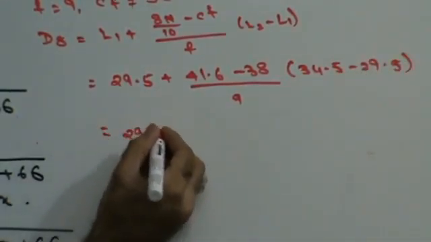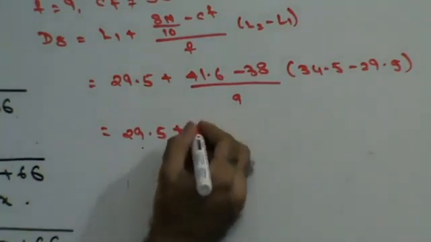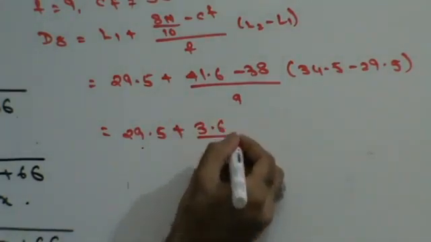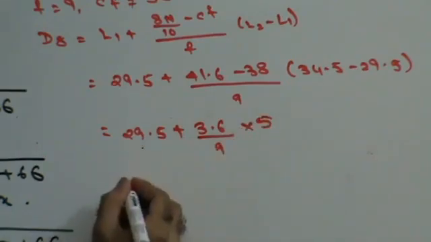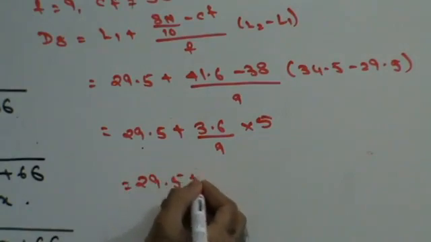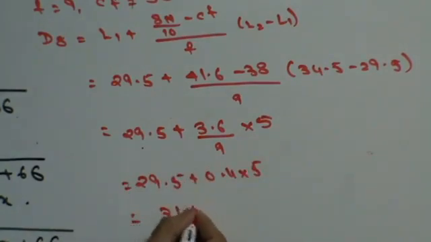This is 29.5 plus 38, 39, 40, 41, 3.6 upon 9 into this is 29.5. So this is 29.5 plus 0.4 into 5, that is 2, so 31.5. So D8 is going to be nothing but 31.5. Right? Next, move on ahead. Next sum.